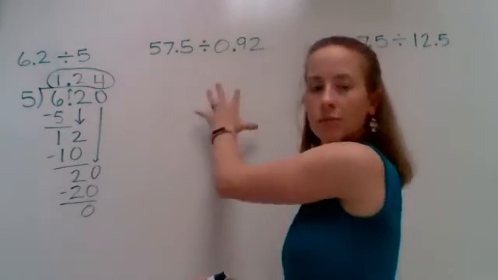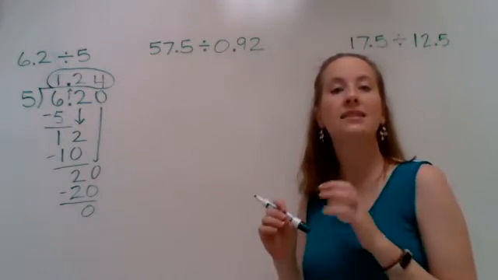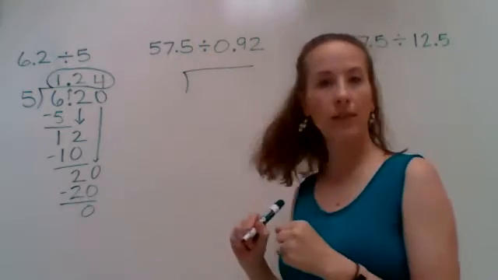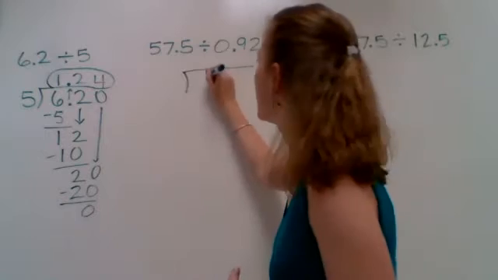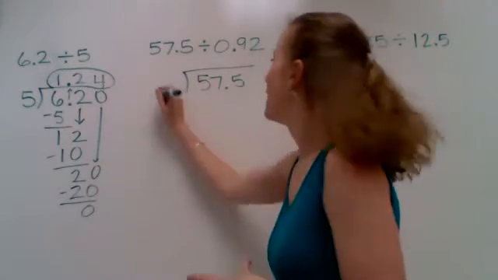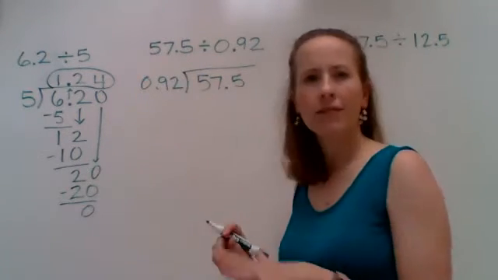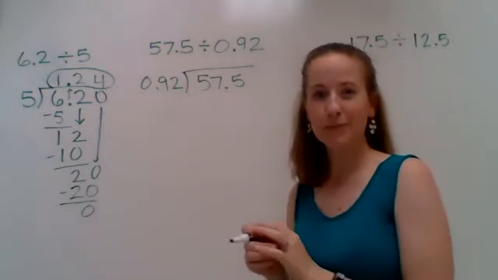Let's try this again with a new problem. 57.5 divided by 0.92. So I'm going to figure out which goes in my division box. The top dog gets the house, the early bird gets the worm. So 57.5 is my dividend, and 0.92 is my divisor.